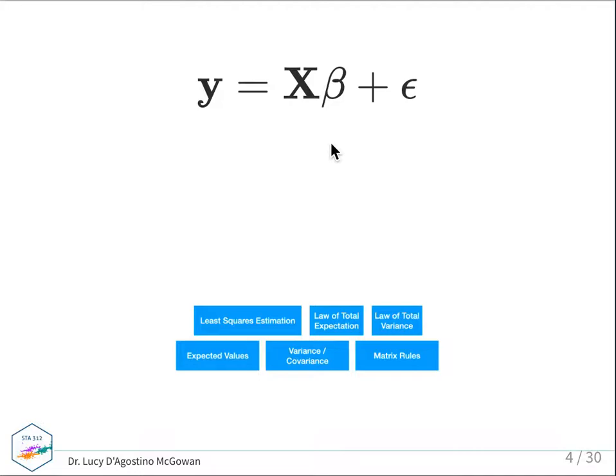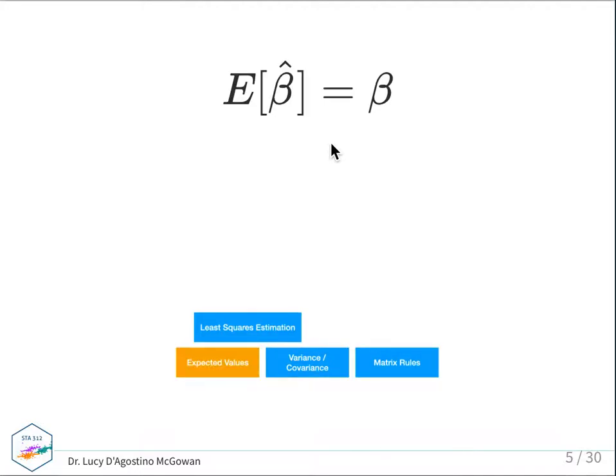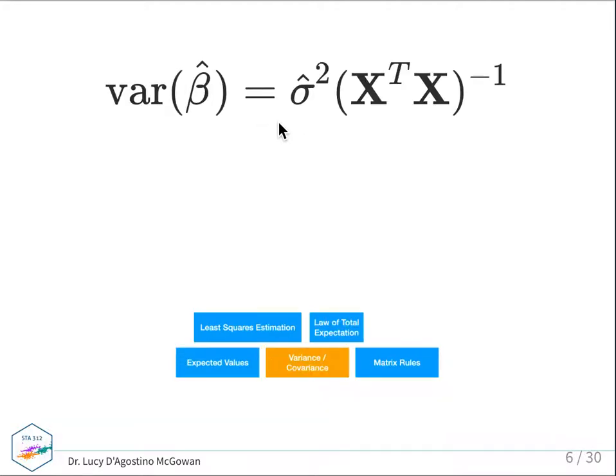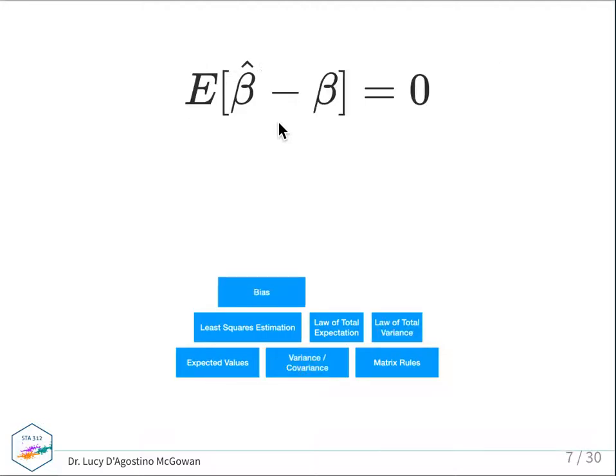And then we covered things like law of total expectation and law of total variance. And that allowed us to get the expected values. We were interested in getting the expected value of beta hat, our estimate for beta, which used the law of total expectation. And then we were interested in calculating the variance and covariance of beta hat. And to do that, we used the law of total variance.